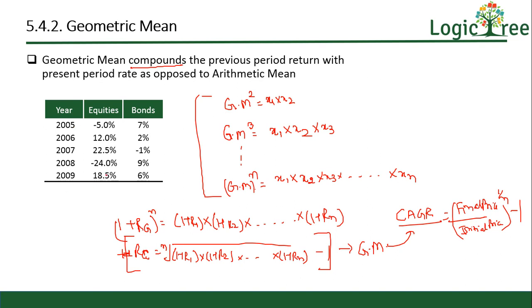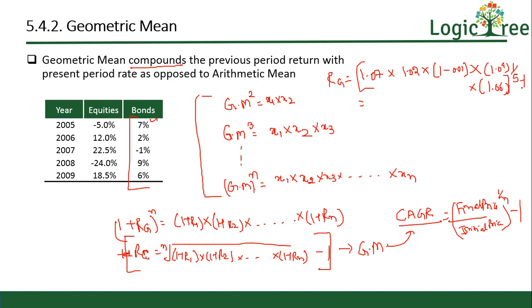So let's find the geometric mean of the bonds of this stock in 5 years. The geometric mean would be 1 plus 7%, which becomes 1.07, into 1.02, into, since it would be 1 minus 1%, that is 0.01, into 1.09 into 1.06, raised to the power 1 by 5 minus 1.